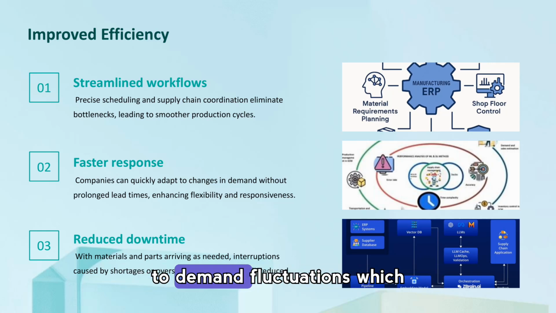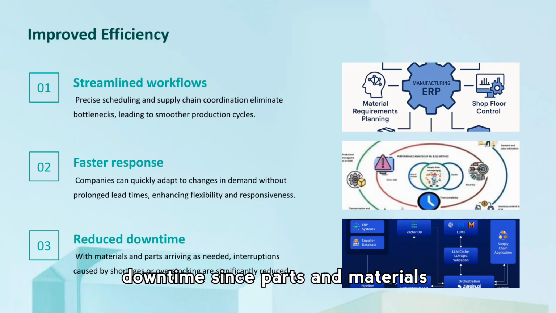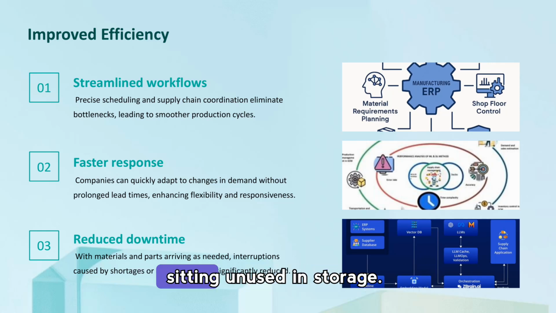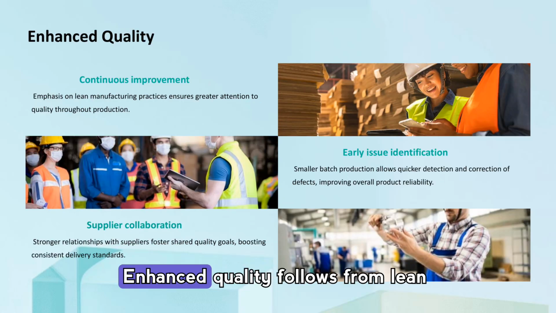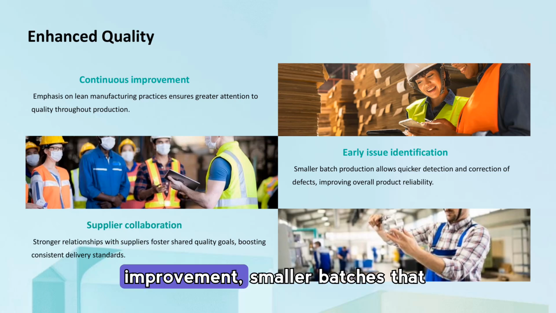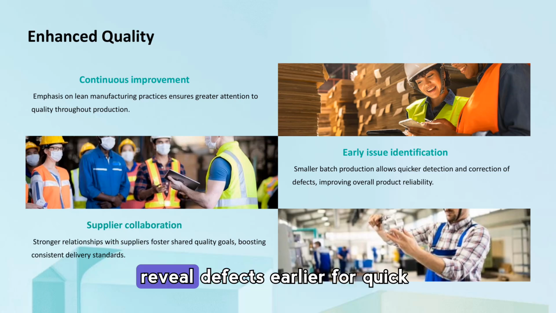Improved efficiency under JIT shows up as smoother workflows because scheduling and supply coordination remove bottlenecks, faster response to demand fluctuations, which boosts flexibility, and reduced downtime since parts and materials arrive when needed rather than sitting unused in storage.